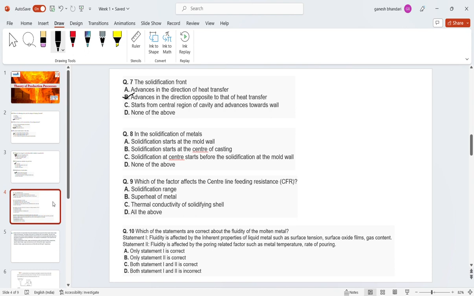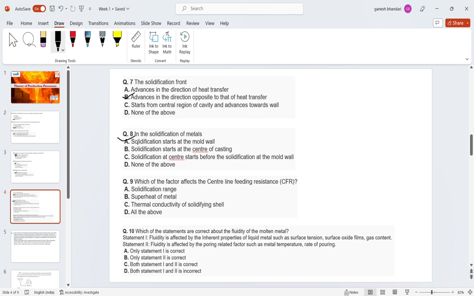And if we talk about D, it is not possible. And C, solidification at the center starts before the solidification at the mold wall, is not correct. So it will start at the mold wall. Just imagine how the heat is transferring, where the heat transfer will be more, where the solidification will be. Imagine those, and then it will be easily done. So it is A. Okay.